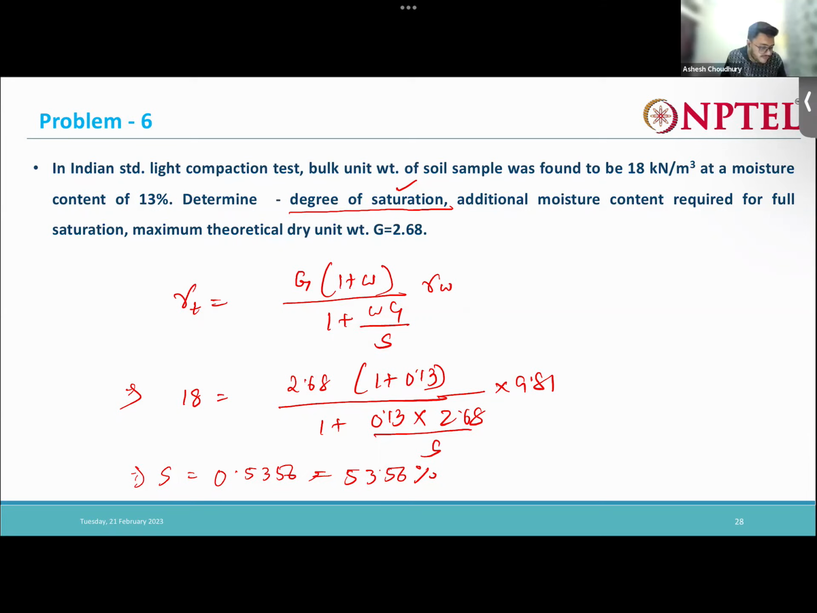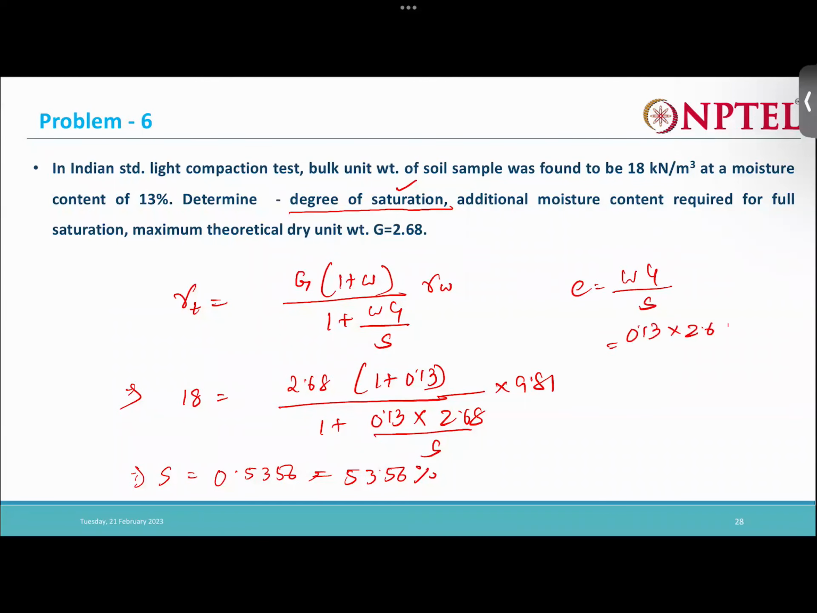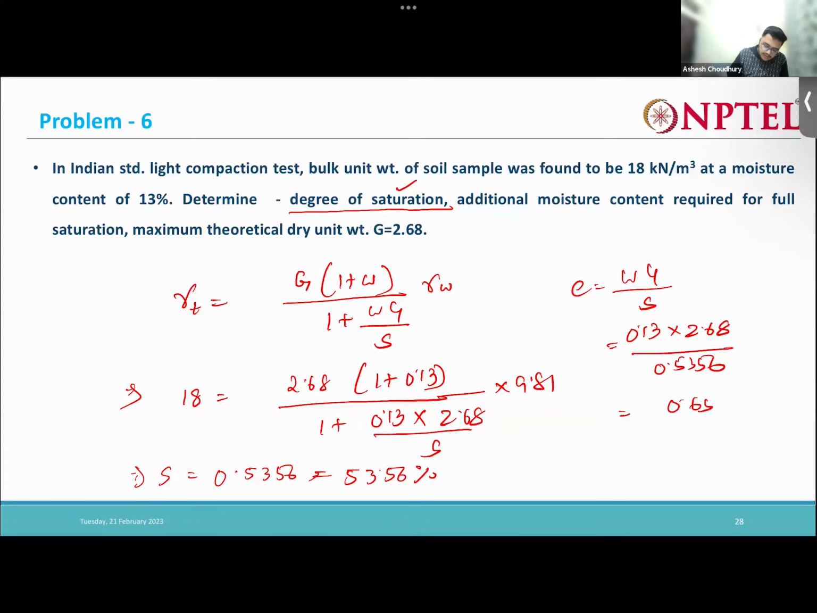Now let us find the void ratio at this saturation. It is nothing but e = wG/S. So w you know, 0.13 times 2.68 divided by 0.5356, and e comes out to 0.65. So this is the void ratio at this state.